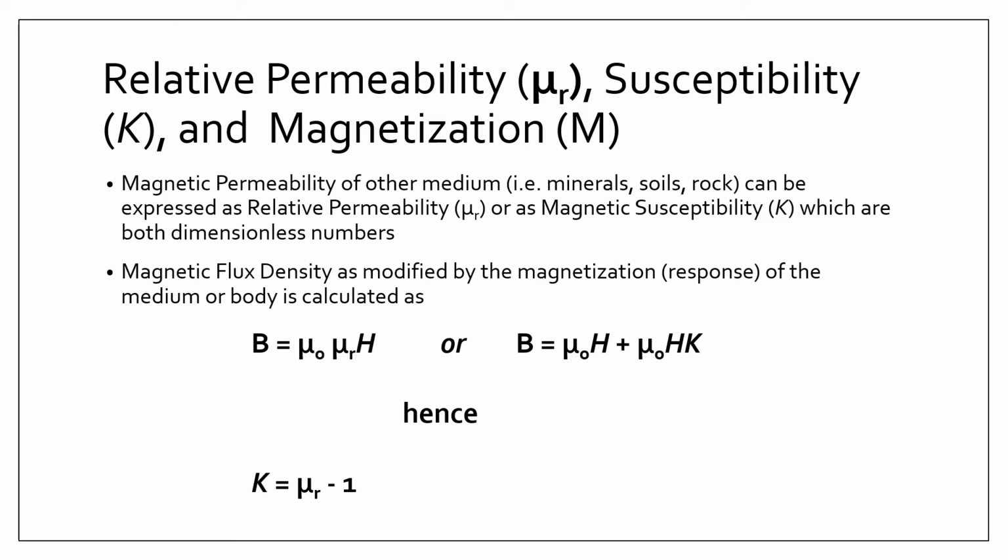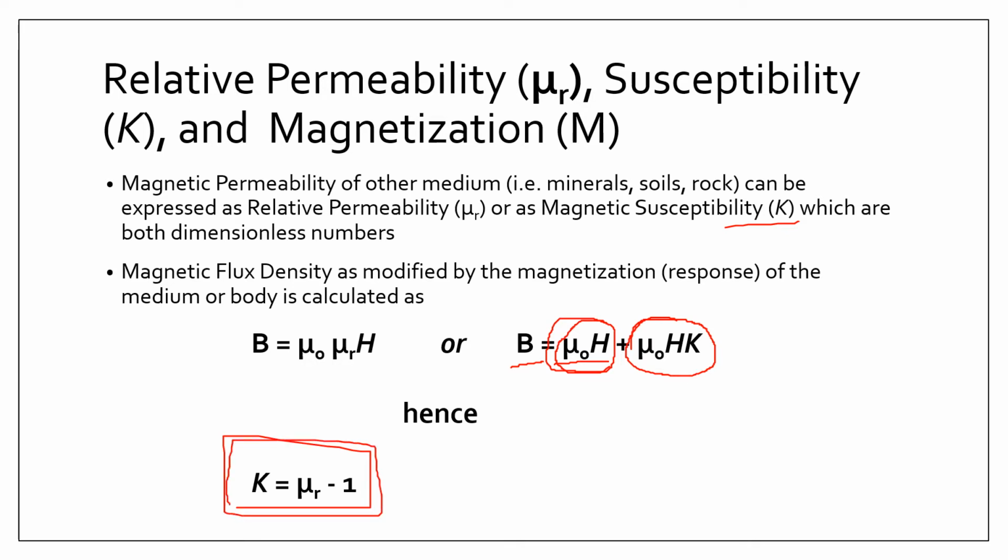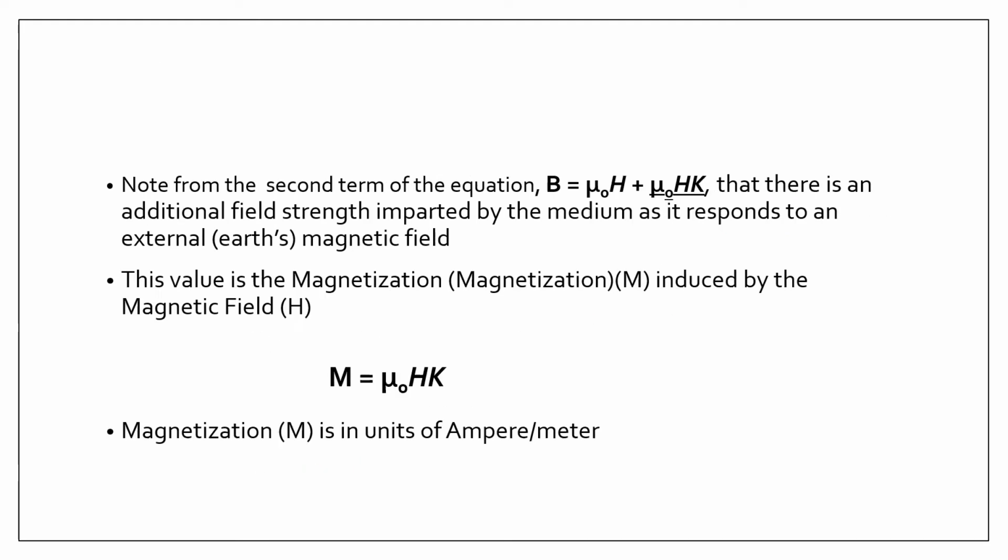Now, if you are using the magnetic susceptibility term, or K, you can calculate the magnetic flux density by basically adding the magnetic flux density due to your material to the magnetic flux density of your vacuum. Hence, magnetic susceptibility is basically just your relative permeability minus one.